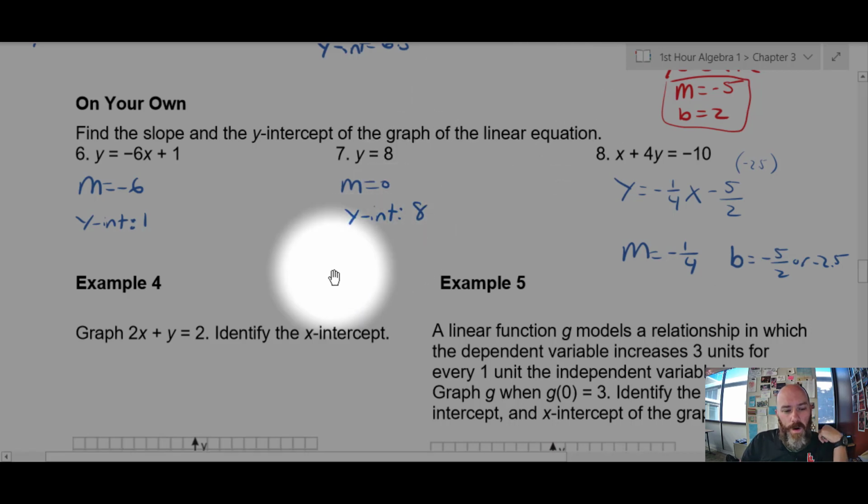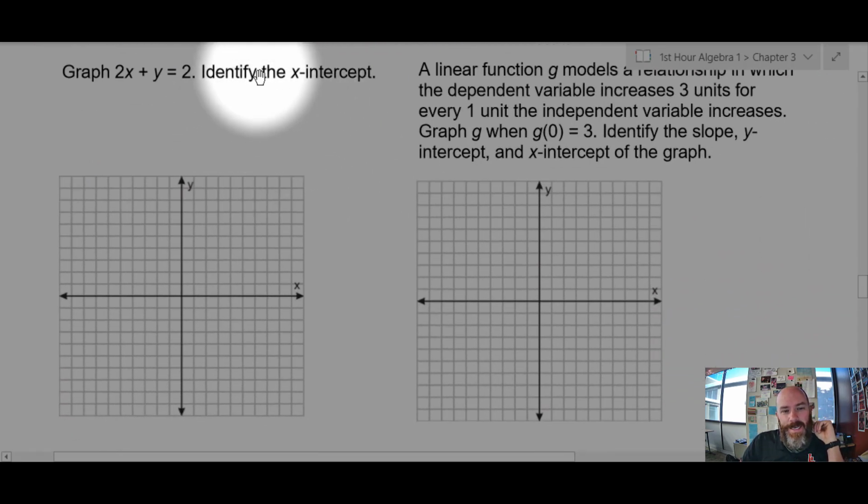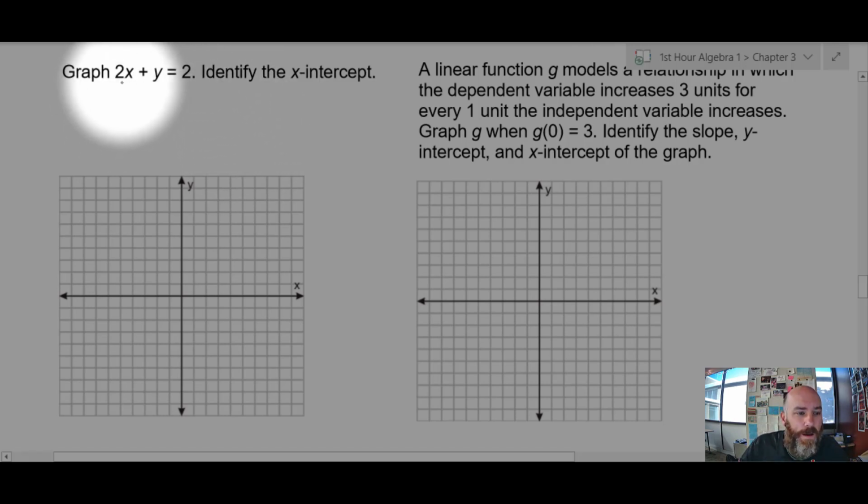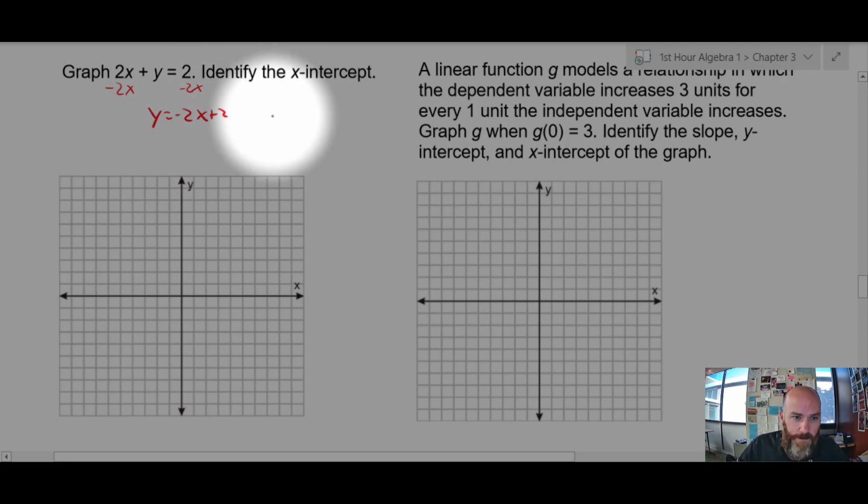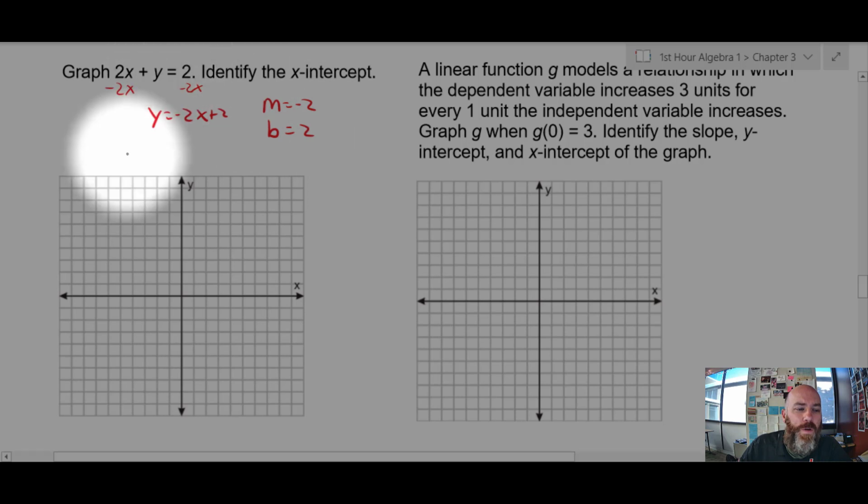All right, example 4. We're going to graph this and identify the x-intercept. So first thing, let's rewrite this. Let's get y by itself. So subtract 2x from both sides. I get y equals -2x plus 2. So when you graph this, first identify the slope, which is -2, and identify the y-intercept, which is +2. So what you do is plot your y-intercept first. So I'm going to go up to +2. Booyah, right there.